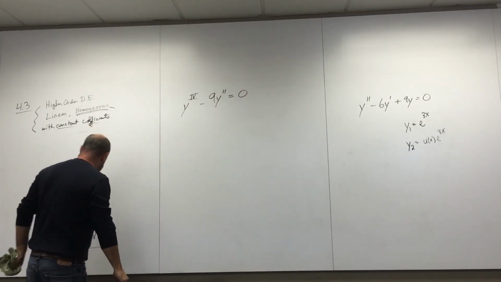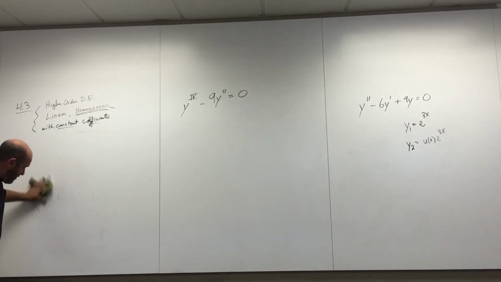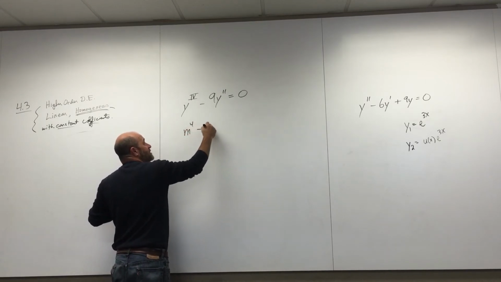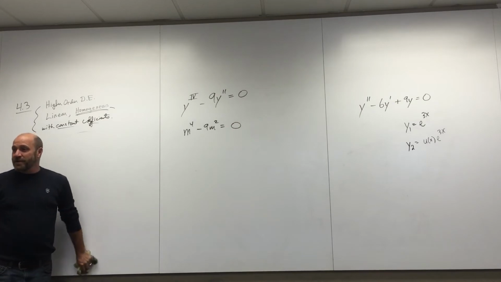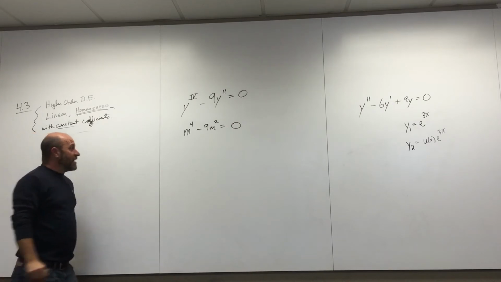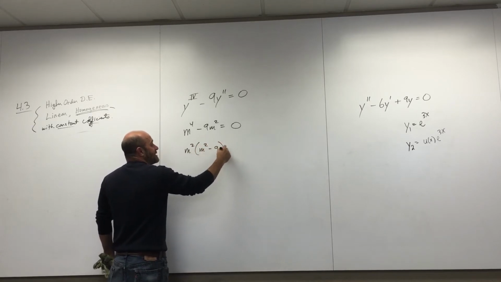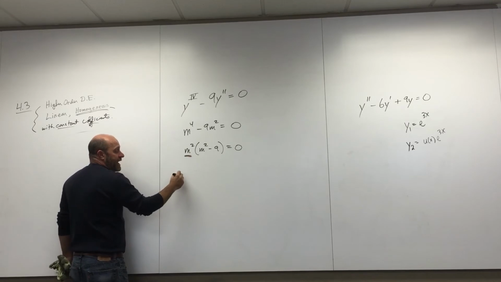All right, what do you want to do? Write the auxiliary equation. It turns it into algebra. Here it is. It's nice, easy algebra. Now what? Factor out an m squared. Then you're left with m squared minus 9. You get your roots. If I set this equal to 0, what do I get?